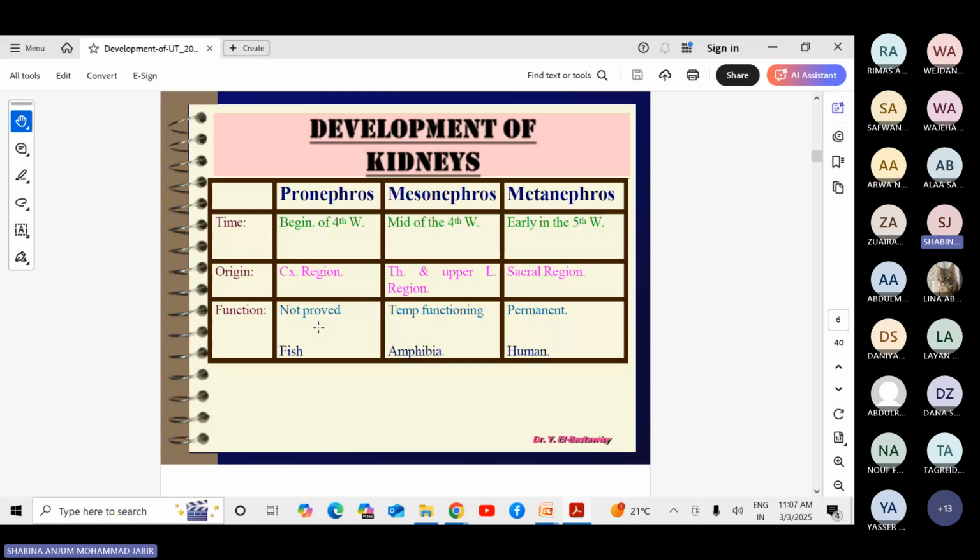What is the function? This is present in lower animals like fish. Fish will have the pronephros type of kidney. The amphibians will have the mesonephros type of kidney. In human beings, metanephros.